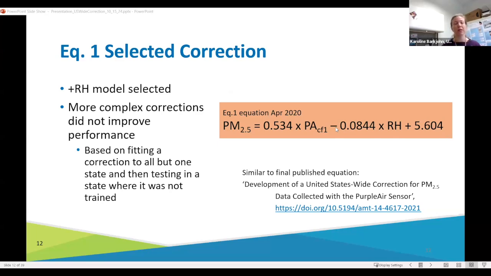And we tested this based on fitting a correction to all but one state and then testing it in the state where it was not trained. So for example, we developed a model for every state except for Florida, and then we would test it in Florida, and we would do that for every state to see how well this correction is likely to fit in other parts of the country where we didn't have any data.